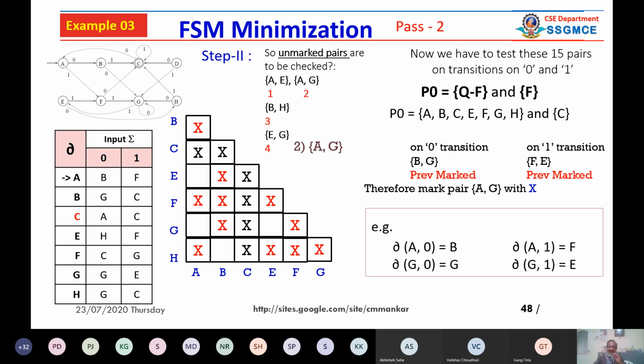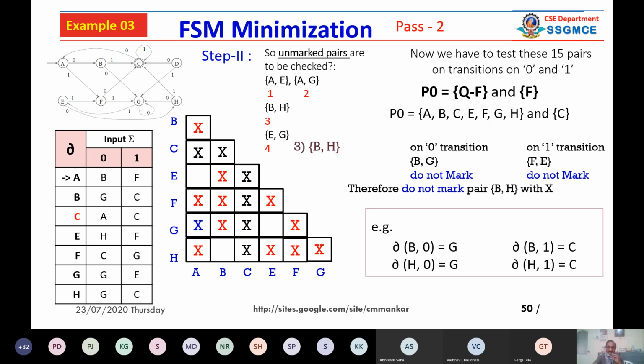पहले केस में AG हमारा ब्लैंक था, लेकिन फेज 2 में क्या हो रहा है कि BG और FE मार्क होने की वजह से हमको AG को पास 2 में मार्क करना पड़ रहा है. So I am using blue symbol like this. AG हो गया क्रॉस, तो हमने सेकंड पेयर चेक कर लिया. Now let us see BH. This is the third pair. So BH goes to BG on 0 input, BH on input 1 goes to FE.